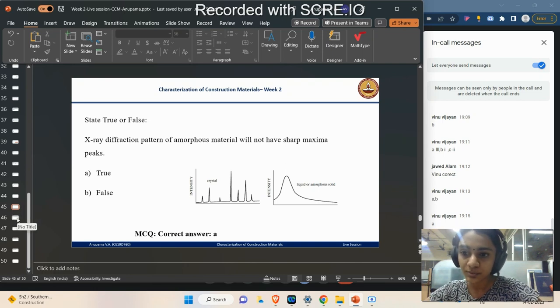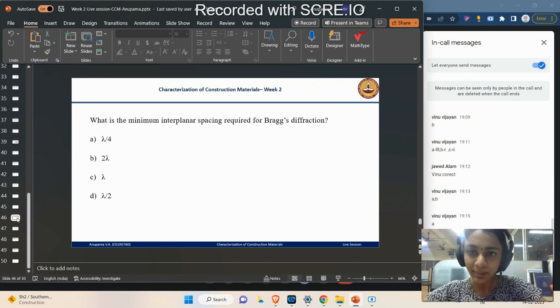Okay, let's move to the next question. What is the minimum interplanar spacing required for Bragg's diffraction? So this is also from X-ray diffraction that is in the week 3 content. We're just starting the week 3 content. It will be discussed in more detail in the next live session, in Friday's live session. So what is the minimum interplanar spacing required for Bragg's diffraction is the question.